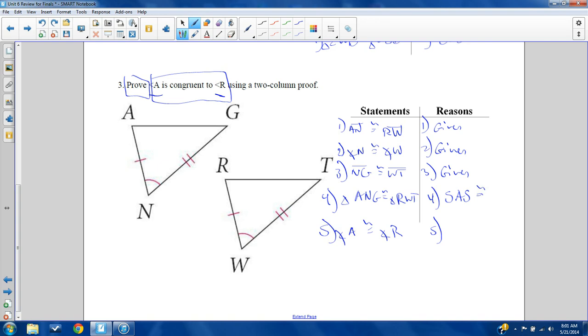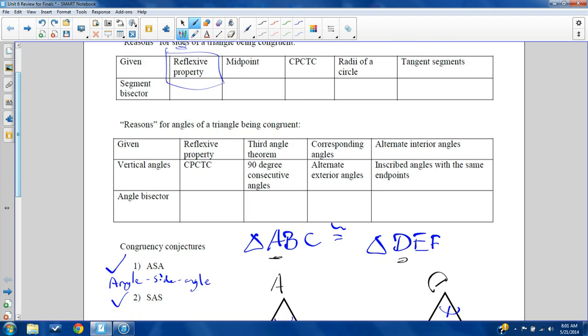Well, I know these two triangles are congruent. And remember, once the triangles are identical, that means they have identical parts. Matching angles of identical triangles are the same. A and R are matching angles in these two triangles. These two triangles are identical, so these matching angles are the same. A is congruent to R because of CPCTC. Corresponding parts of congruent triangles are congruent. That is the reason behind it, and it is a valid reason for angles of a triangle being congruent. CPCTC works.